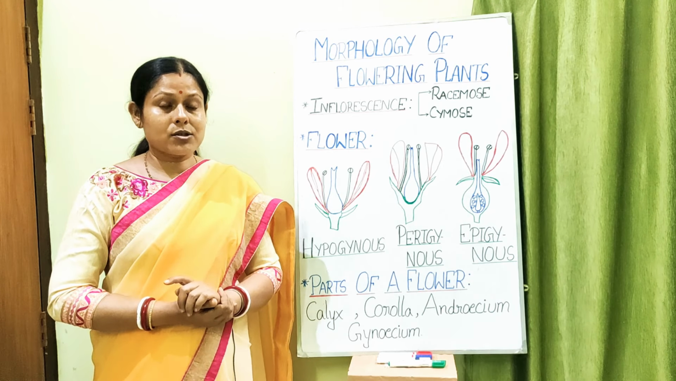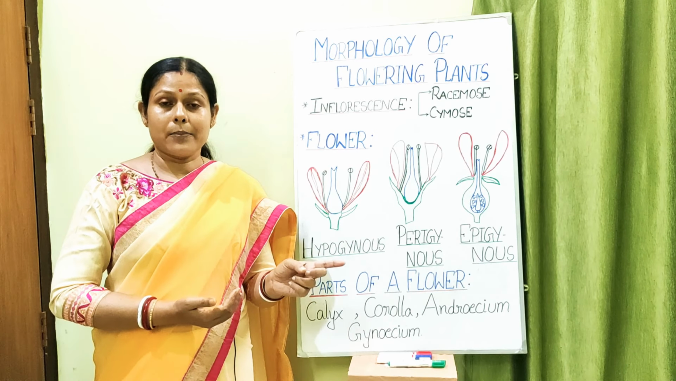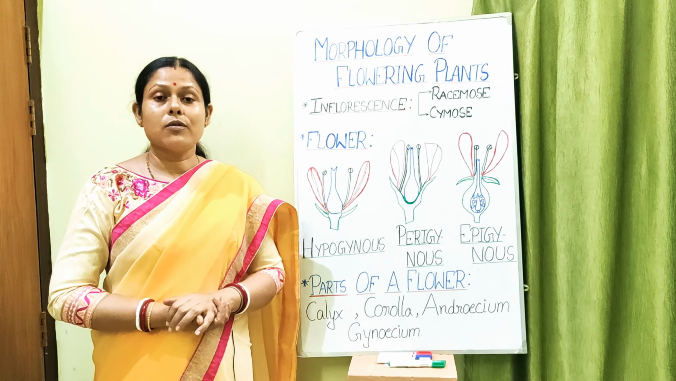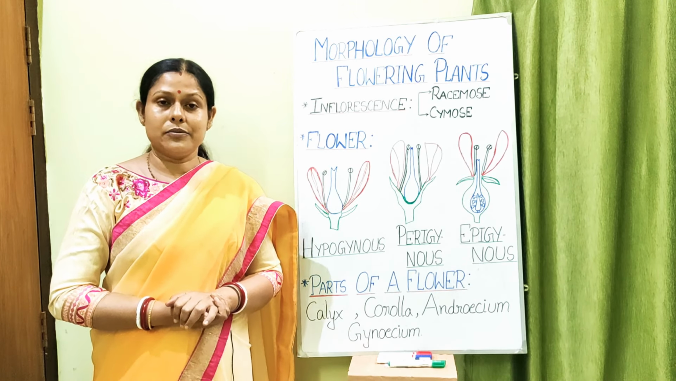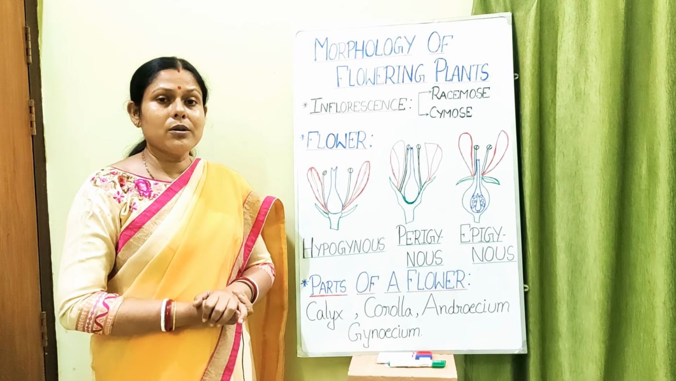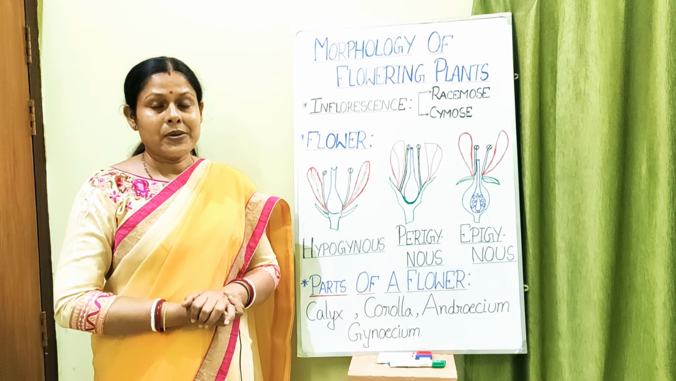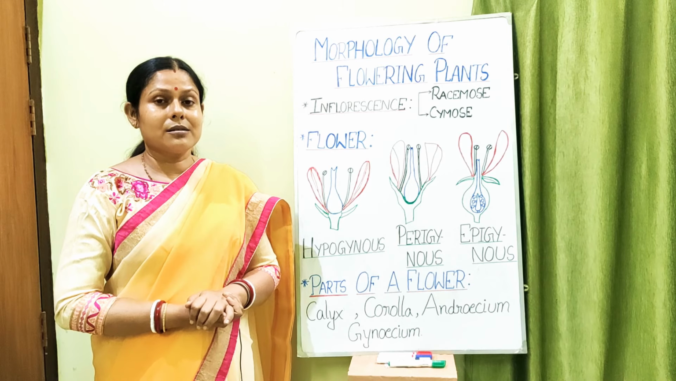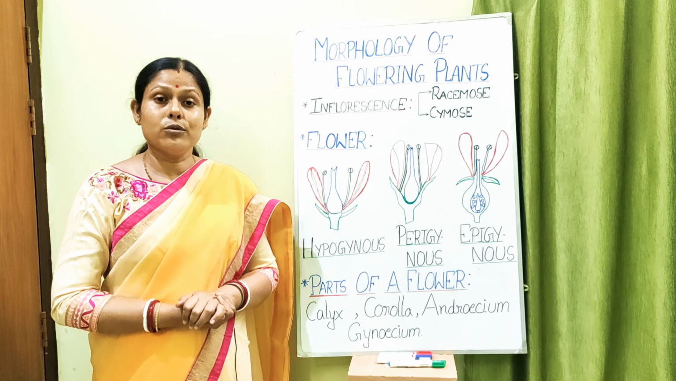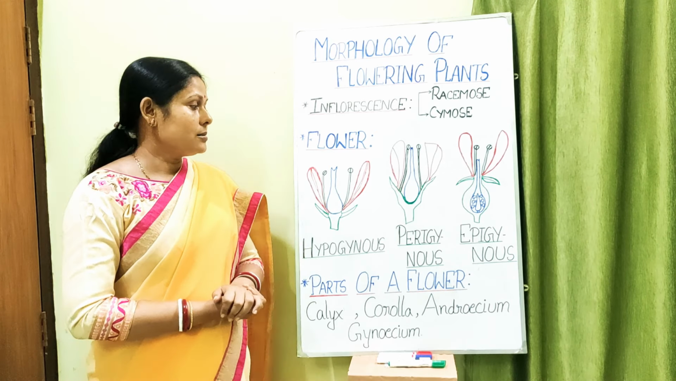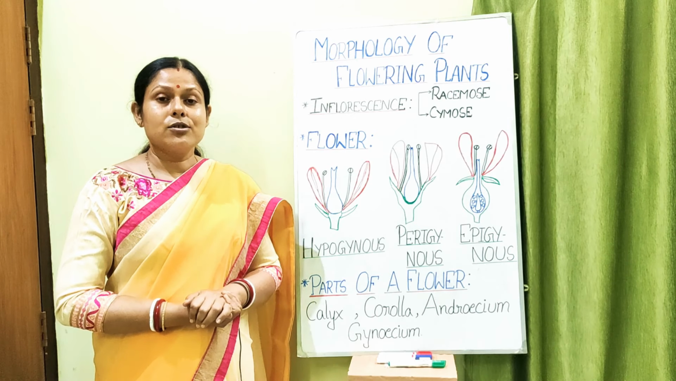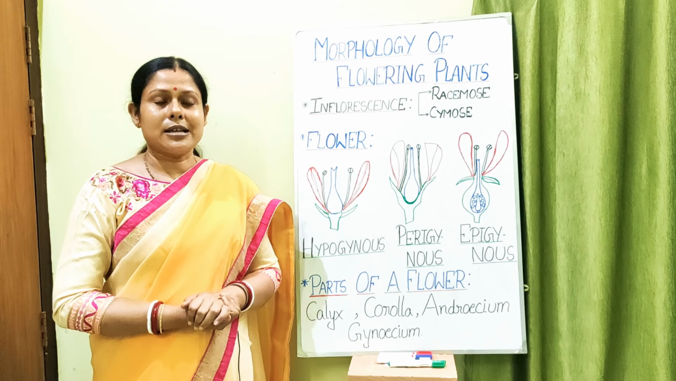Arrangement of calyx or the corolla in the bud condition of a flower is known as aestivation. Depending upon how they are arranged, aestivation, as discussed in your book, is of 4 types. The first aestivation is known as valvate aestivation.